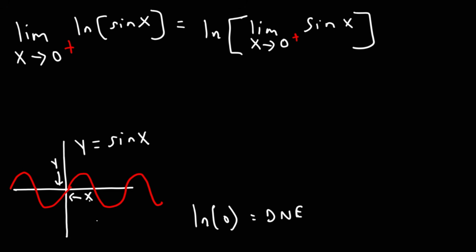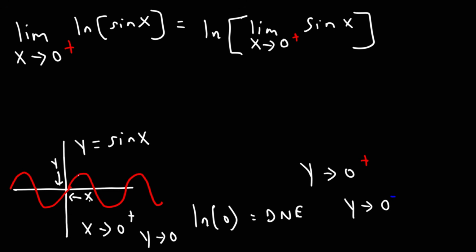So we need to understand that as x approaches 0 from the right, y approaches 0, but this is important. From which side? Does y approach 0 from the left or from the right? What would you say? Now really think about that, because this is going to determine the answer of the overall problem.